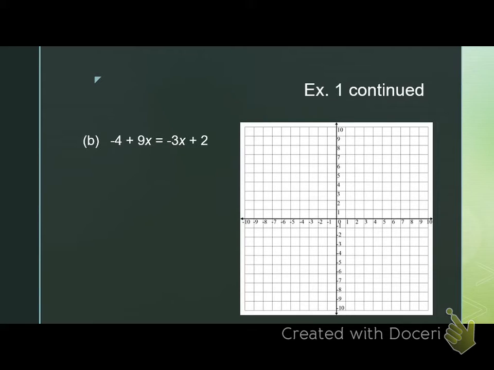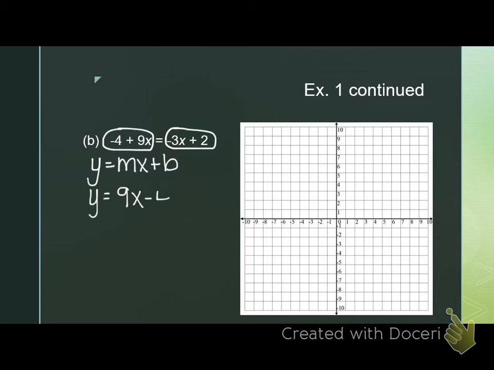Now, hopefully writing these two equations was pretty simple. We do have -4 plus 9x on one side of the equal sign and -3x plus 2. Now we know that the equation of a line is best in the form y equals mx plus b. So when I write this first equation, I'm going to write y equals 9x minus 4. And then for my second equation, I'm going to do y equals -3x plus 2.